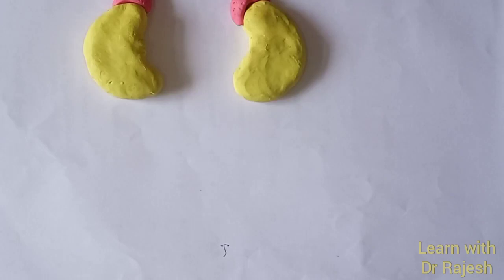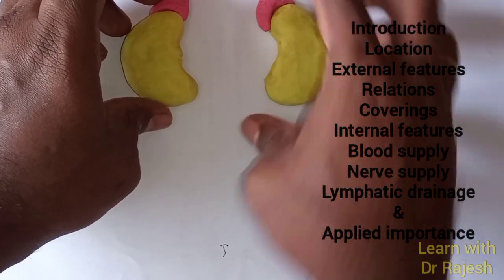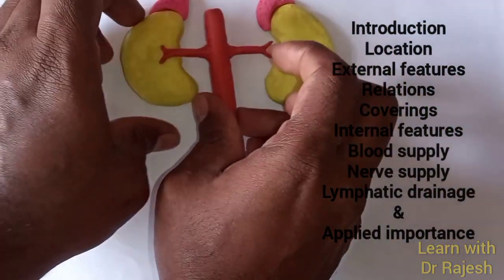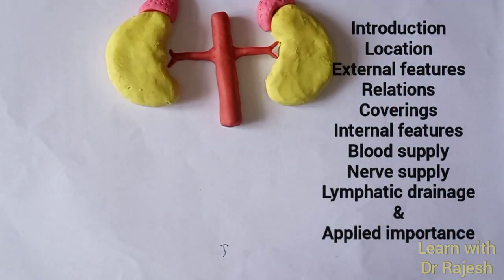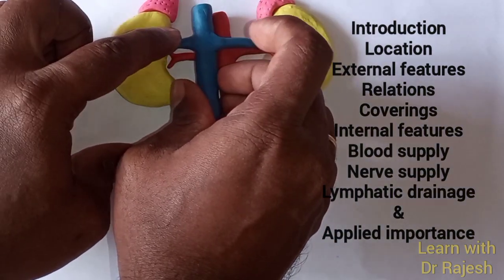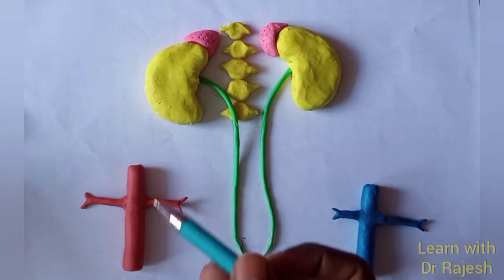Good morning. Let's learn kidney under the following headings: introduction, its location, its external features, its relations, its internal features, coverings, blood supply, nerve supply, and applied importance. First, let's see the introduction.